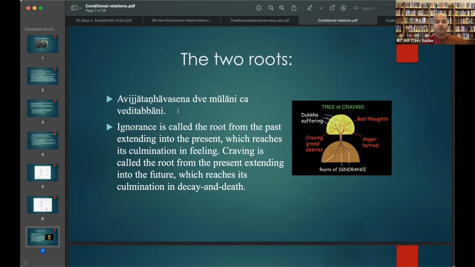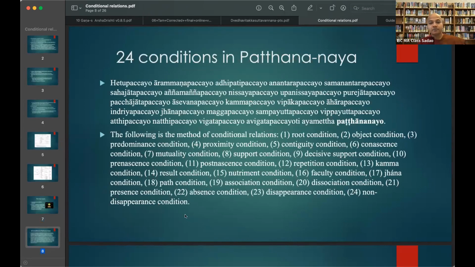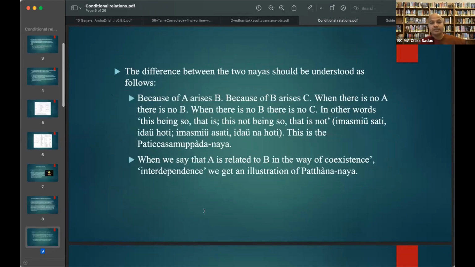So therefore, you see two vimuttis. One is called Panya Vimutti, the other is Ceto Vimutti. Freedom of mind and freedom by way of wisdom. Ceto Vimutti and Panya Vimutti. And these are the 24 Paccayas.